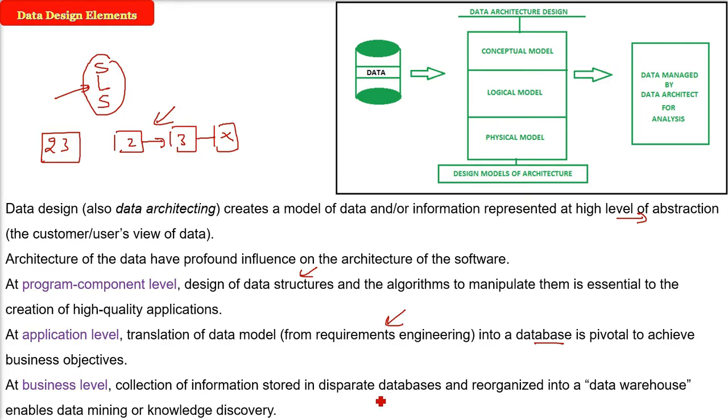At business level, a collection of information stored in different disparate databases is reorganized, because only if you are dealing with or making a data warehouse can data mining or knowledge discovery be done. So this is at the business level. This is how we do the data design. These are the different parts. These are the different levels.